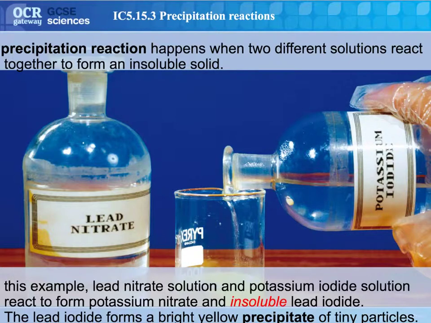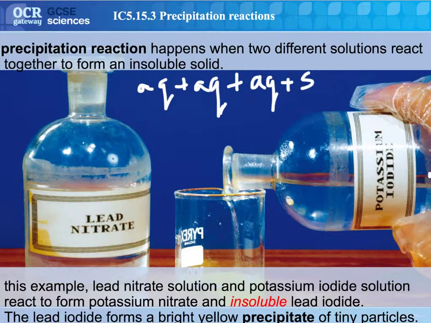Alright, in general, a precipitation reaction happens when an insoluble solid is formed. You go from two aqueous solutions to an aqueous solution and a solid. And it's this solid here that is the precipitate in the reaction. For example, in this reaction that you can see just here, you've got lead nitrate and potassium iodide that react together to form the insoluble lead iodide, which is a bright yellow precipitate.